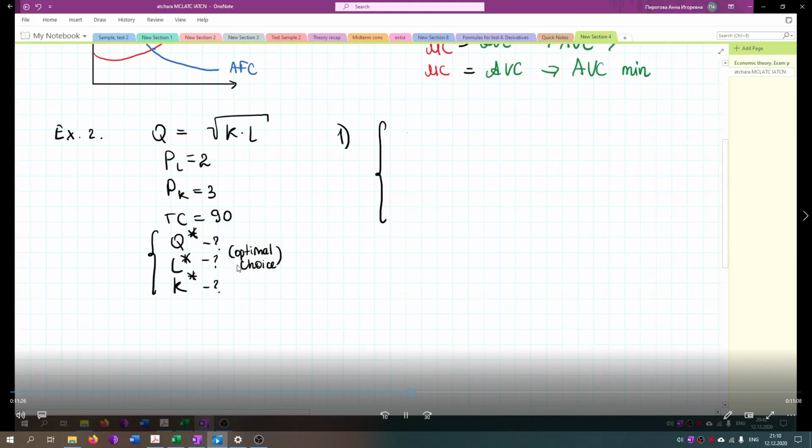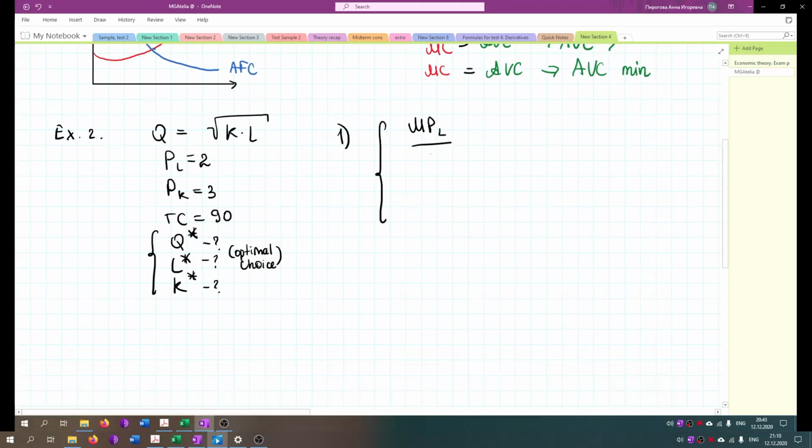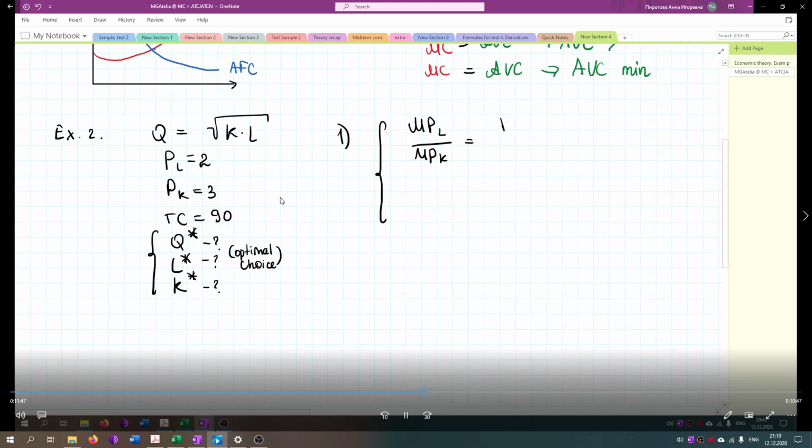So first of all, we need to remember some theory. It is about the relationship between marginal product of labor, marginal product of capital, pay for labor, and pay for capital. So marginal product of labor divided by marginal product of capital is equal to pay for labor divided by pay for capital. And our total cost function will be equal to pay for labor multiplied by labor plus pay for capital multiplied by capital.